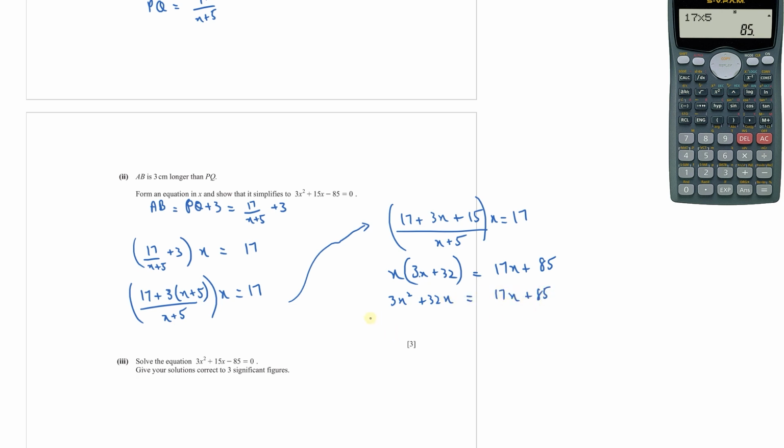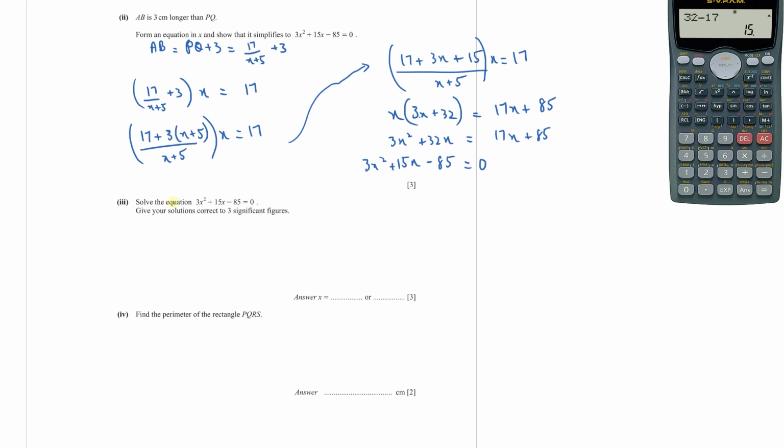Now if I bring everything to the left side, I will get 3x squared plus 32x minus 17x. So 32 minus 17 is 15. I will get plus 15x. And then this positive 85 will become minus 85, equals 0. So this is the same as the equation that we had to show.